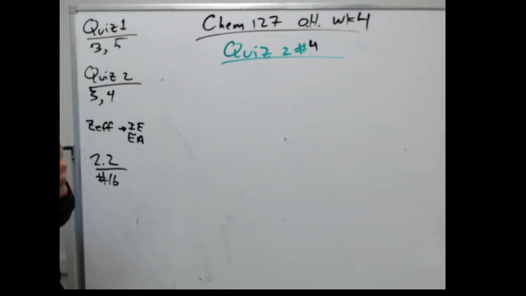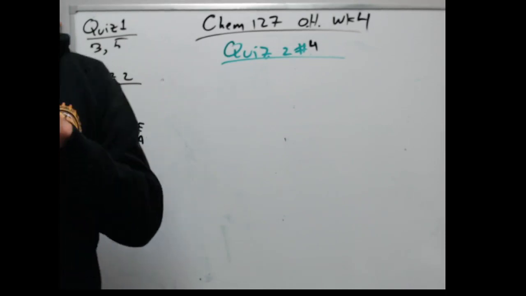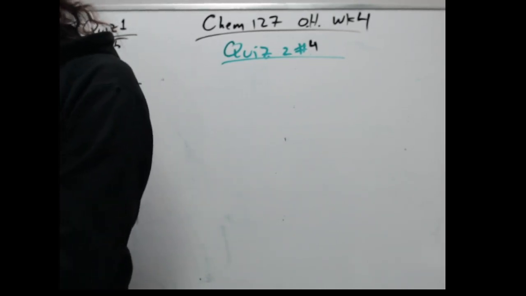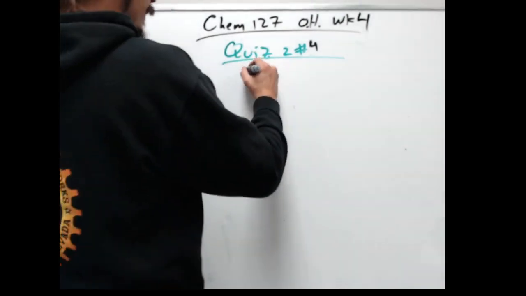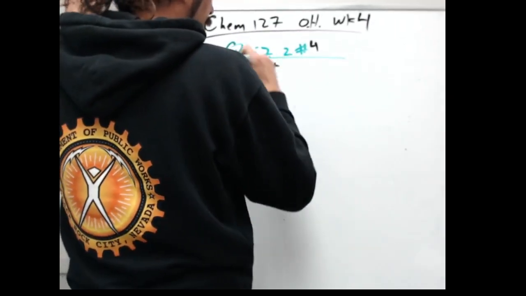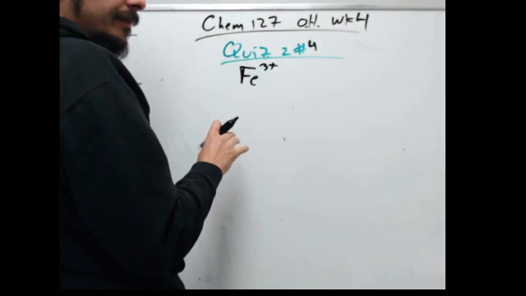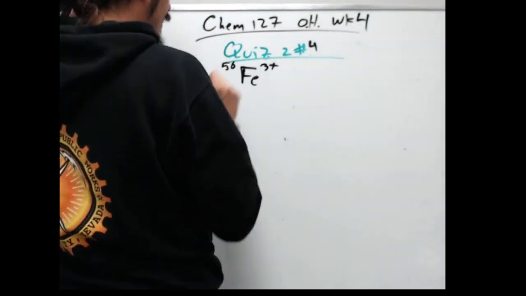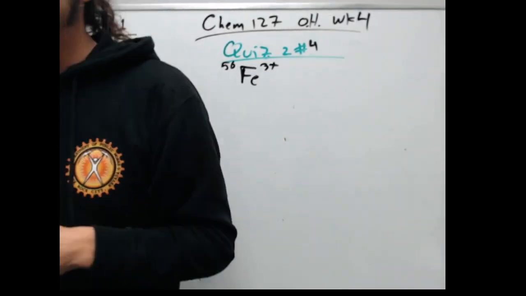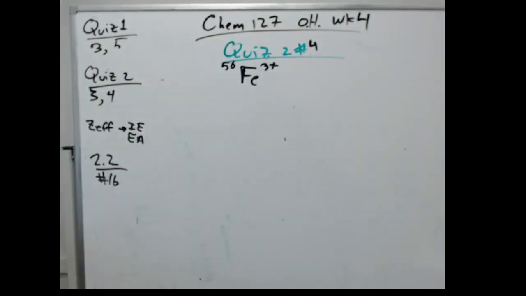It talks about Fe3+, iron plus 3, and it's just asking for electrons, protons, and neutrons. Just Fe3+, no other symbols on it? 56 on the side too. 56 on the side. Okay, that's important. So we're looking at iron 3+.